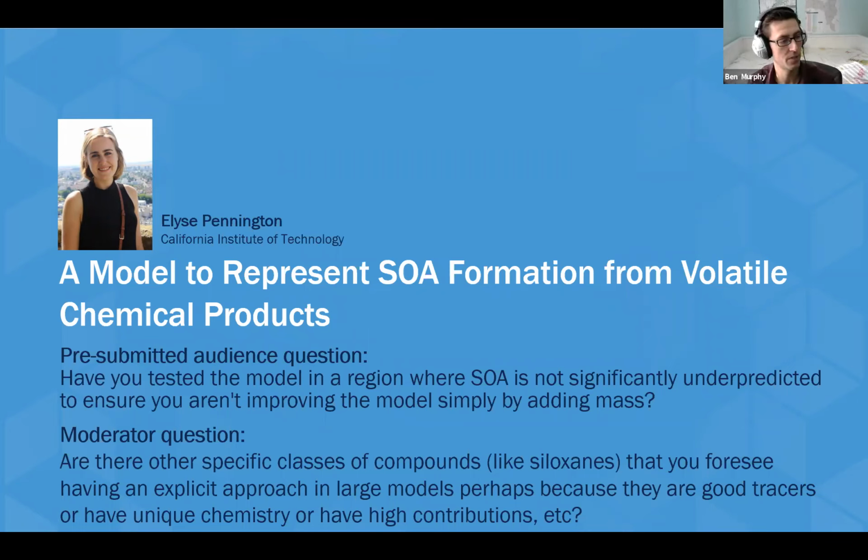Have you tested the model in a region where SOA is not significantly underpredicted? Are you sure that you're not just adding mass to the system in an unconstrained way?